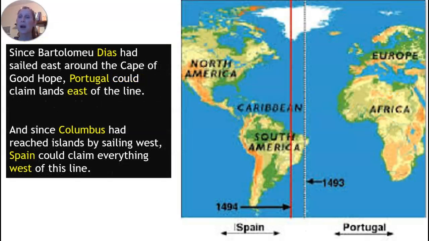So since Bartolomeu Diaz had sailed around the Cape of Good Hope, Portugal could claim the lands east of the line, which is here. And then since Columbus had reached islands by sailing west, Spain could claim everything west of the line. So basically everything over here was Spain, everything over here was Portugal. Okay?